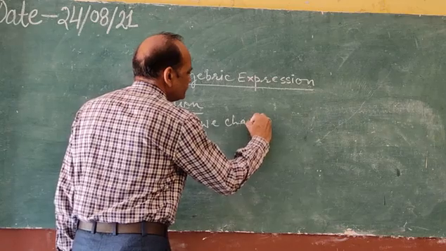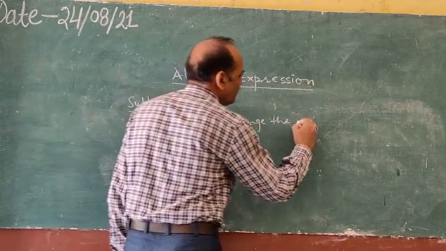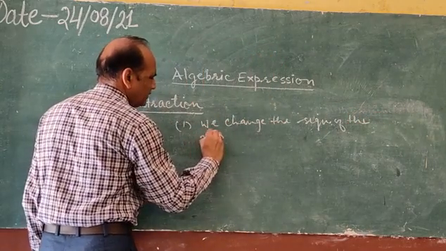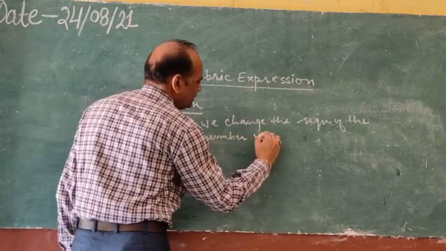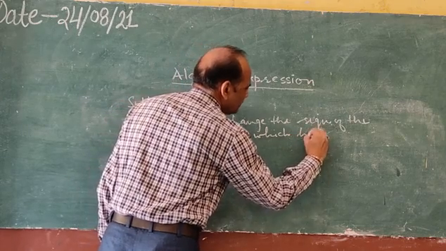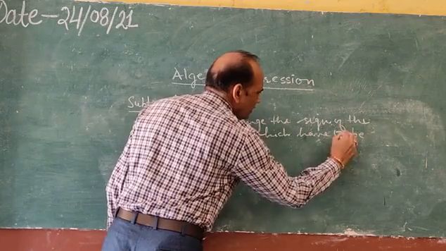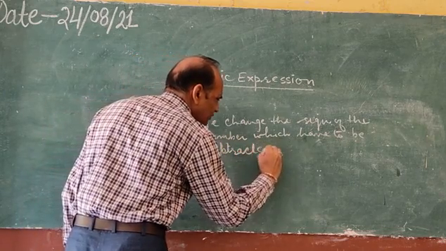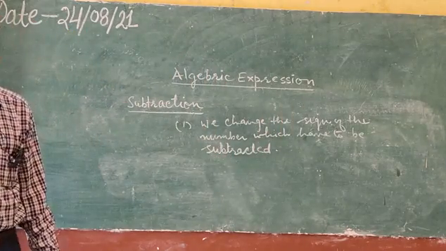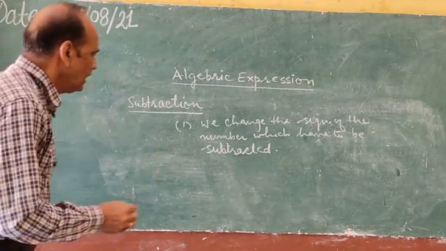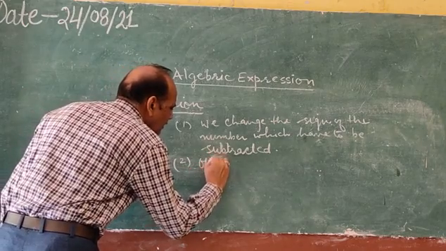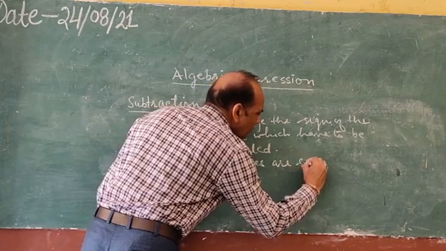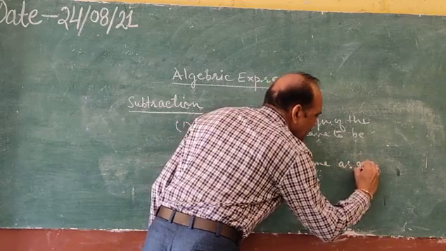So first rule is that we change the sign of the number which has to be subtracted. जिस नंबर को घटाना है, माइनस करना है, उस नंबर के साइन चेंज होंगे. जिस नंबर को सब्ट्रैक्ट करना है उस नंबर के साइन चेंज होंगे. Other rules are same as addition.